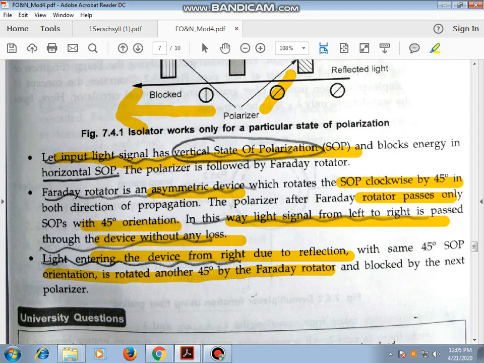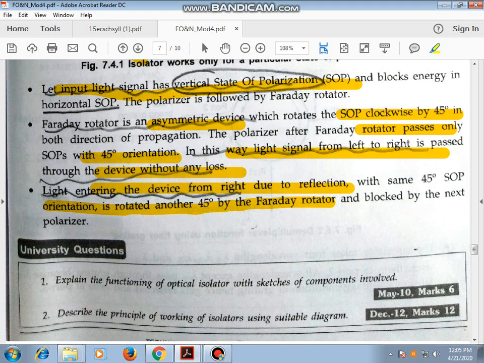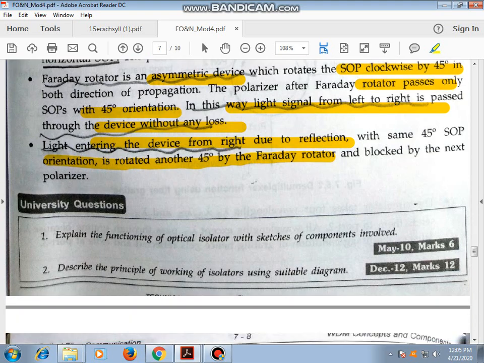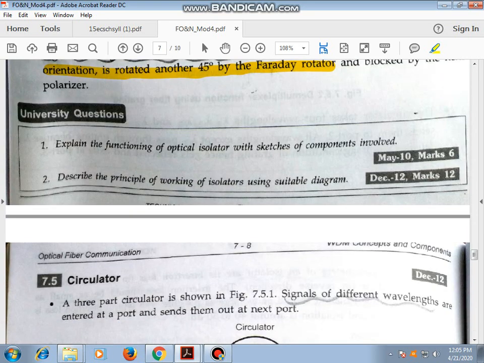Next we will see what university questions they may ask. Explain the functioning of an optical isolator with sketches of the components involved. Describe the principle of working of an isolator using a suitable diagram. They have asked this one for 6 marks and another question for 12 marks.